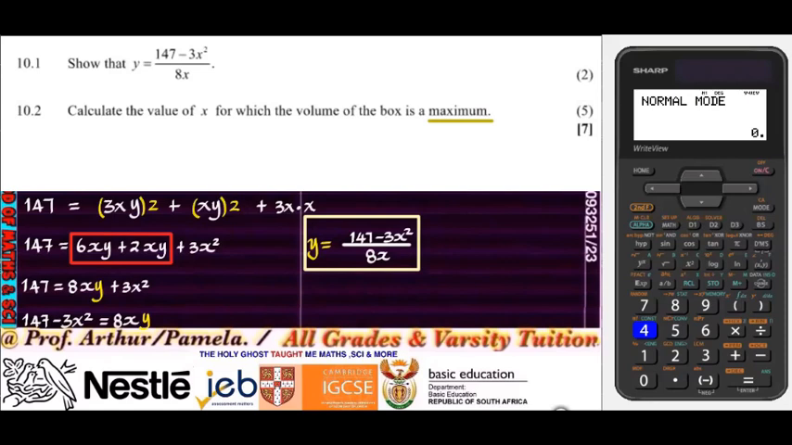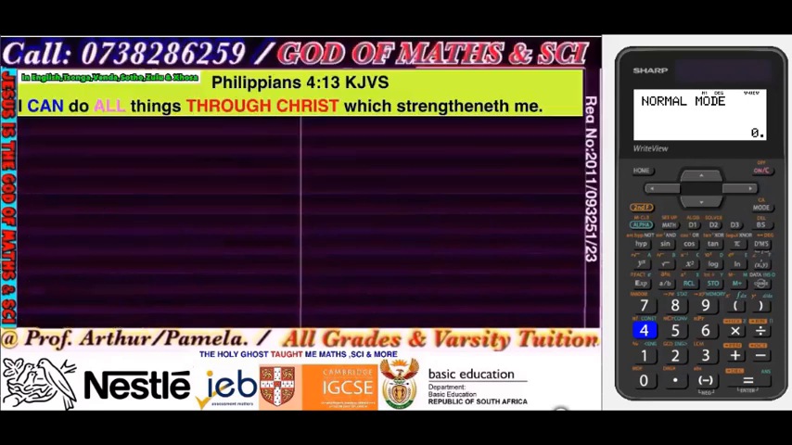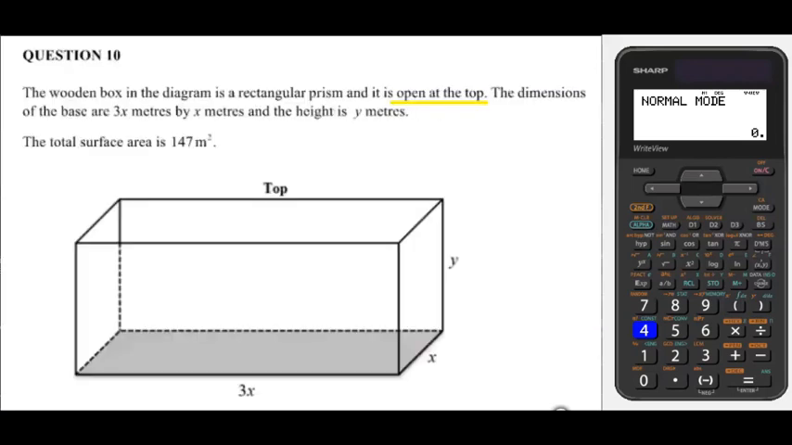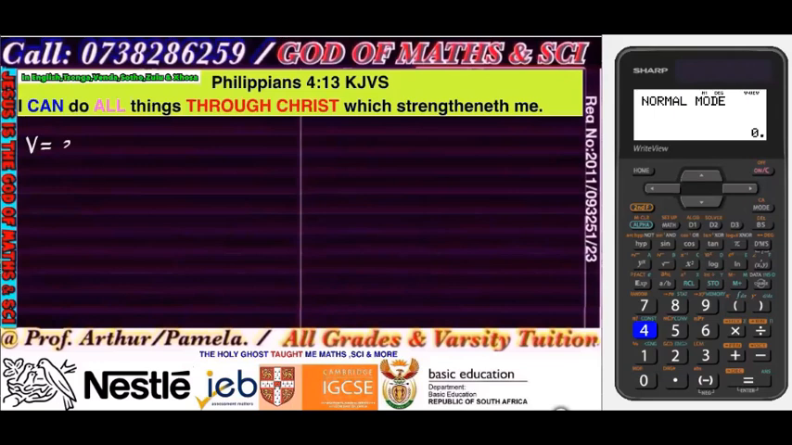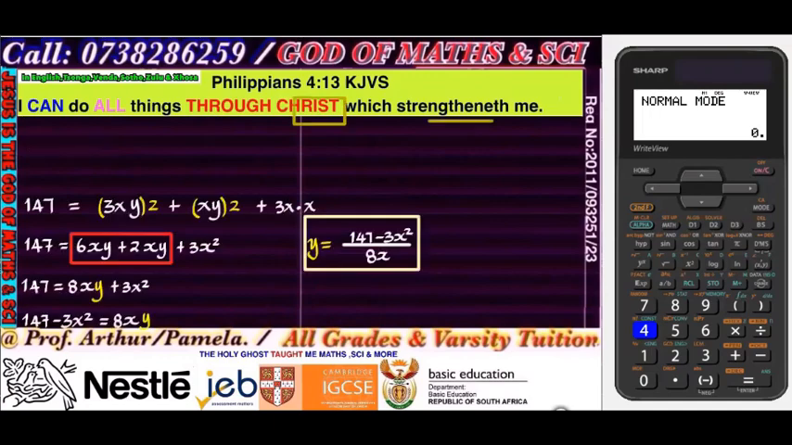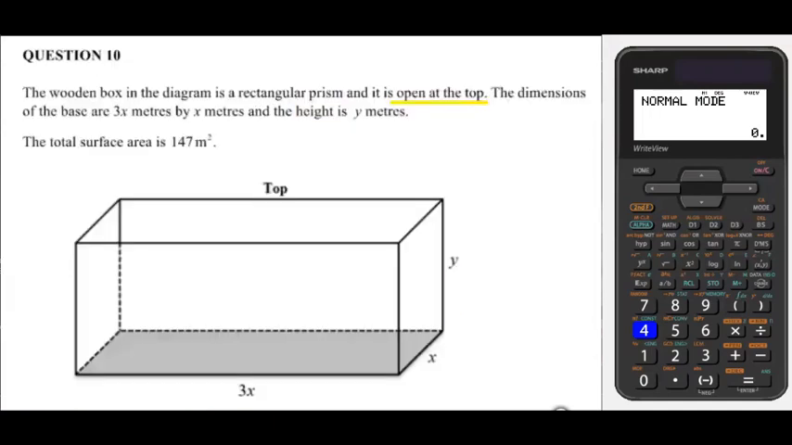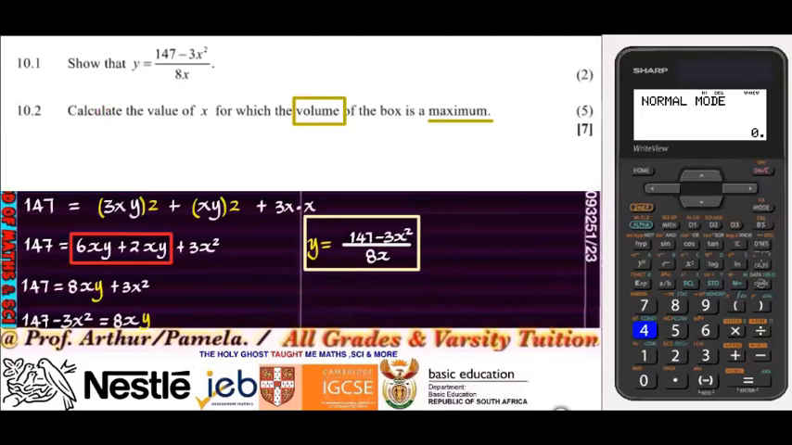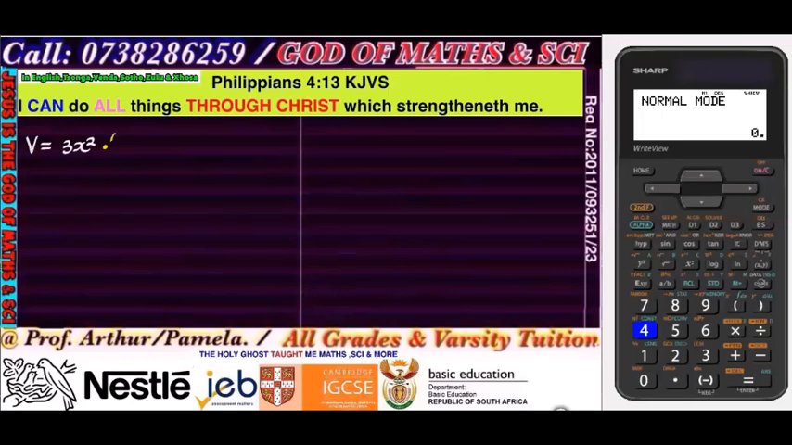They say where the volume. So you need the equation of the volume of the box. The volume is given by the area of the base, 3x times x, which is 3x squared. Then you must multiply that by the height. The y is the height, so the height is that equation we worked out here.